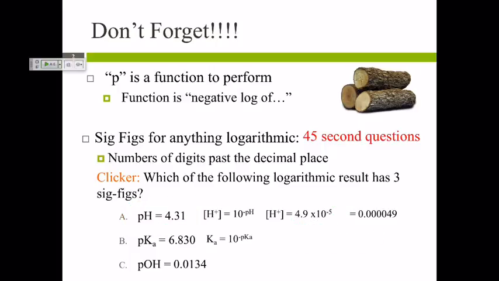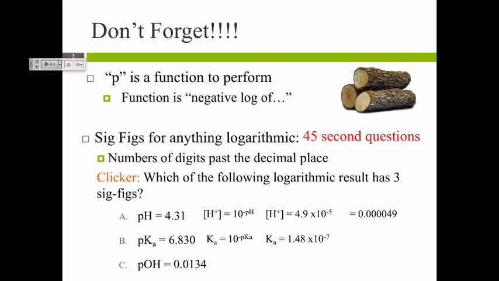So if we have a pKa of 6.830, then what is this 6 telling us? Justin, what does this 6 tell us for pKa? That the Ka is a little over 6. So it's somewhere between a Ka of 10 to the negative 6 and 10 to the negative 7, right? Because this is getting close to 10 to the negative 7. If we calculate 10 to the negative pKa, it's 1.4 times 10 to the negative 7. So it's between 10 to the negative 6 and 10 to the negative 7.